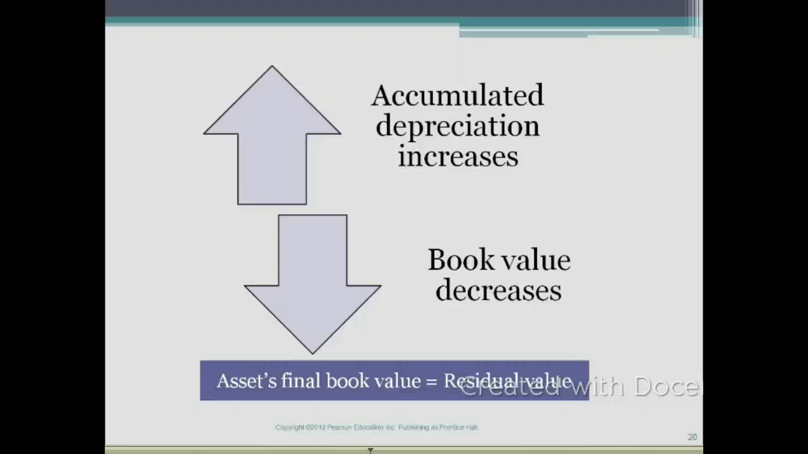So the balance on the accumulated depreciation account increases and the book value decreases until the asset's final book value is equal to our residual value. The asset's final book value will be equal to the residual value at the end of our estimated useful life. This will be the same for all methods of depreciation. So whether you use straight line, units of production, or double declining balance, your accumulated depreciation will increase over time, and your book value will decrease over time until your asset's final book value is your residual value.